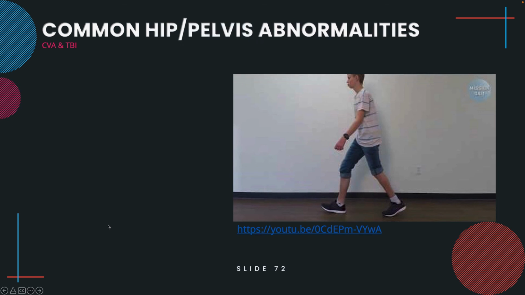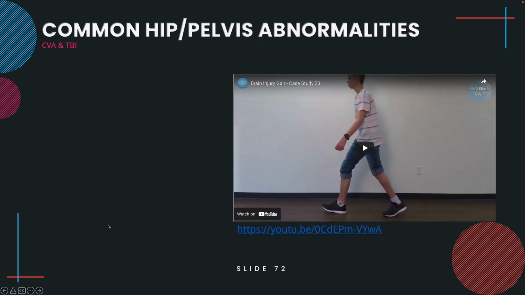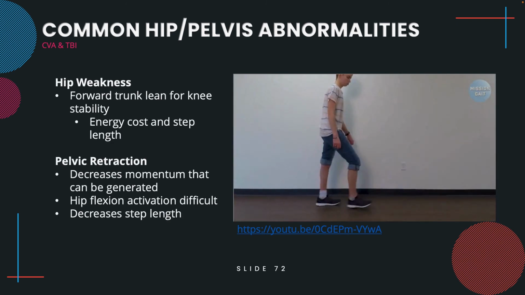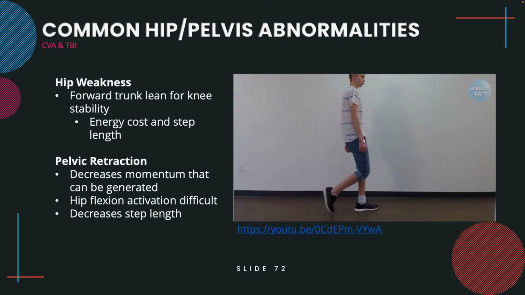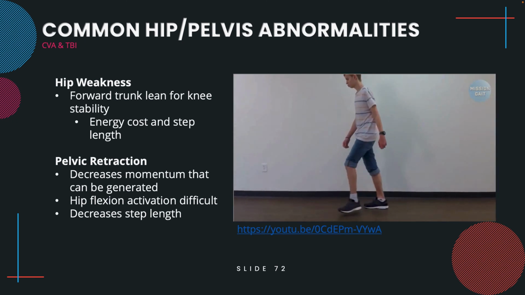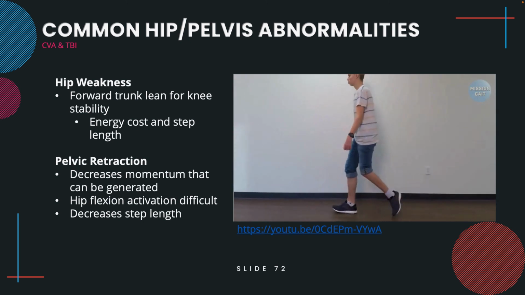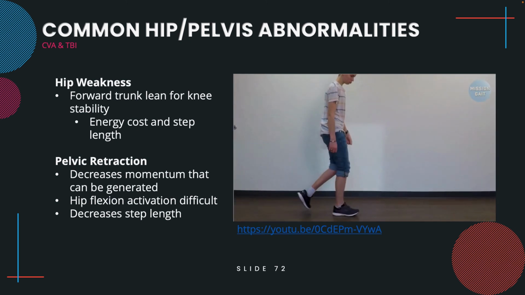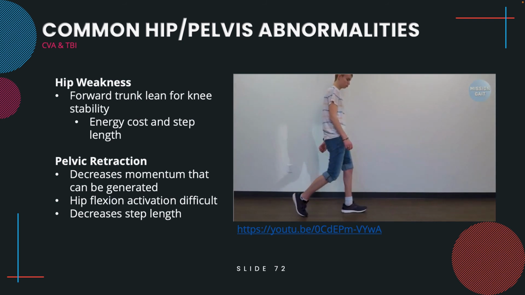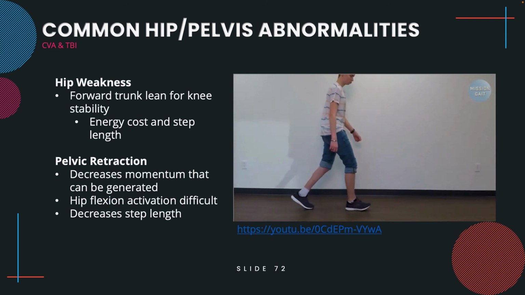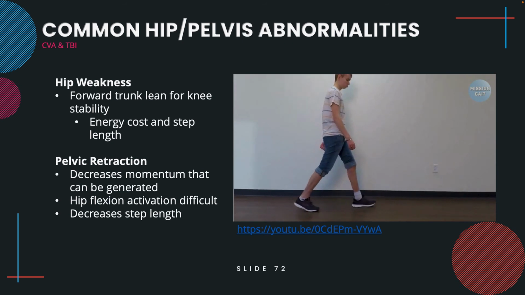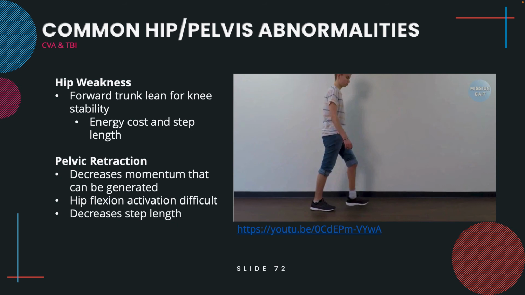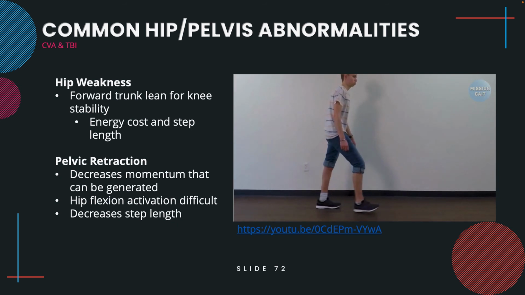So then looking at the hip and pelvis, some common things that you'll see again is a forward trunk lean to increase knee stability, which increases the energy cost of walking and step length because we're not getting that nice forward progression of the tibia that preserves all of our rockers. And pelvic retraction, so excessive external rotation of the pelvis throughout the stance phase, and so that decreases the amount of momentum that can be generated. We're not going to be able to get that nice terminal stance.